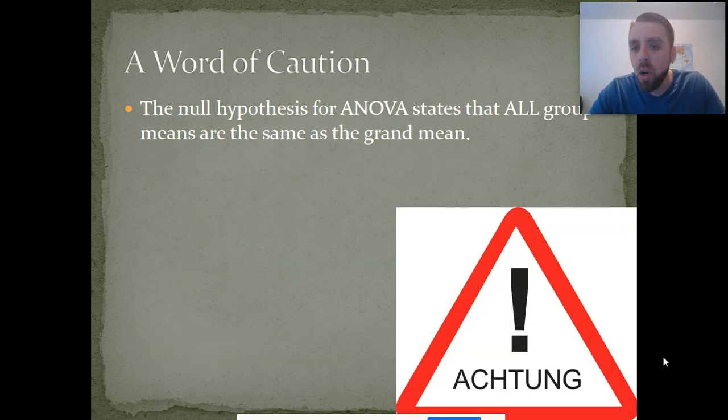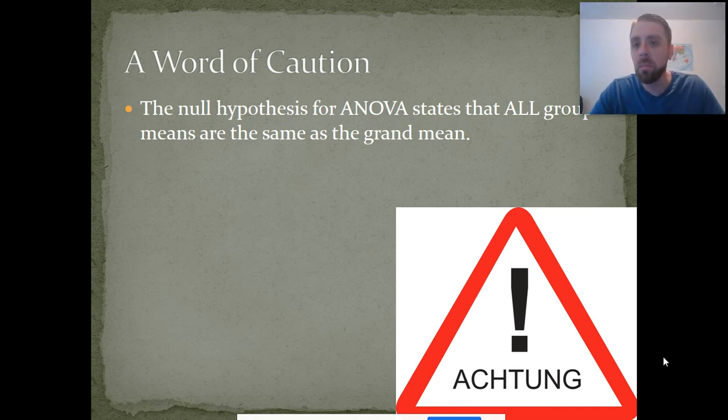However, there's a word of caution that has to be addressed here regarding ANOVA. The null hypothesis, you will remember, stated that all your group means were equal to each other, and those group means were equal to the grand mean. mu1 equals mu2 equals mu3 equals mu4 equals mu5 equals mu total. So we're making a lot of assumptions there.